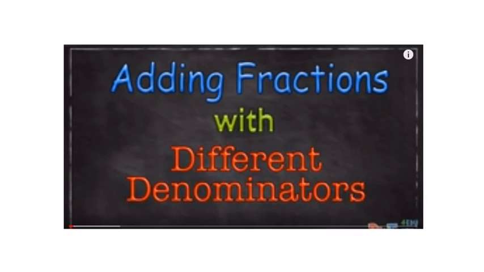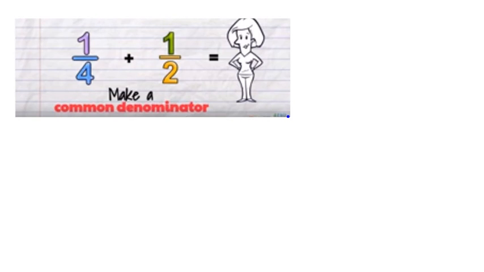Now next topic is adding fractions with different denominators. See, when the denominators are same, we call such fractions as like fraction. Then we keep the denominator same and just add the numerators. But what if denominators are different? That is what we have to learn. See, I have taken two fractions, 1 by 4 plus 1 by 2. What we have to do? We have to make a common denominator.